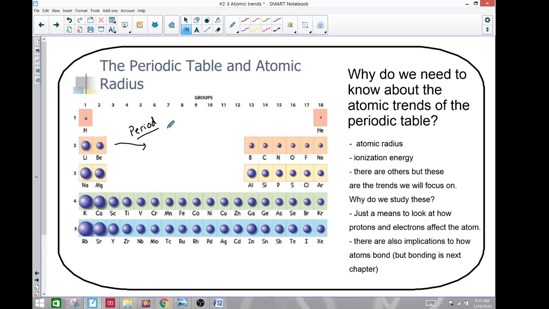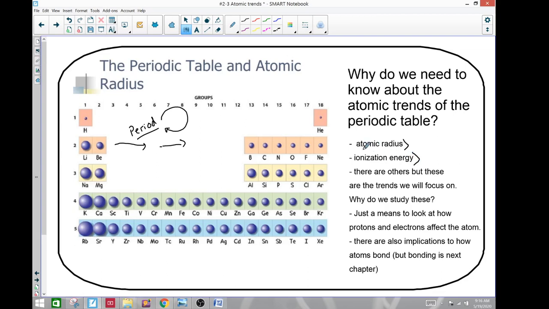The word period in physics means the time for a cycle to repeat. So period is something that repeats itself, like something happens periodically. In physics, it's an actual unit of time for something to repeat. So we're saying that in the period, there are some trends that repeat themselves over and over again. There are more than these, but atomic radius and ionization are the two that we're looking at.